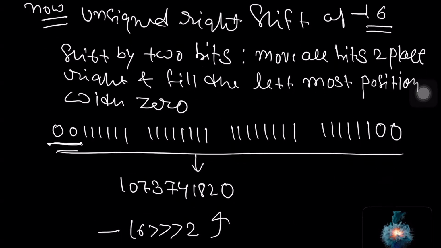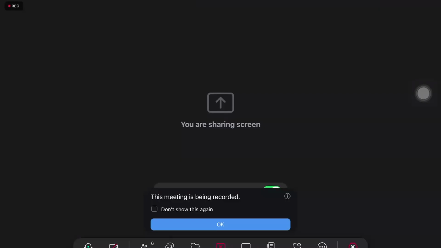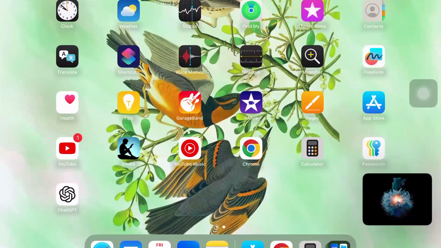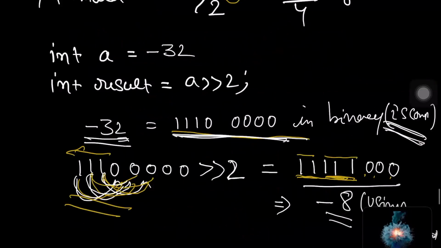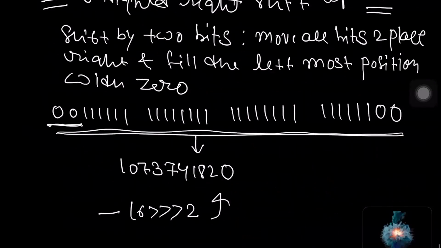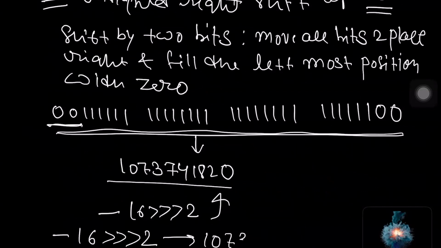And then you have to convert this to decimal. So, sorry, my screen is visible, right? I don't know what happened. Yeah, it's visible. So when you convert it, it will become this. Basically, when you perform unsigned right shift by 2 on minus 16, you will get this result. Clear?